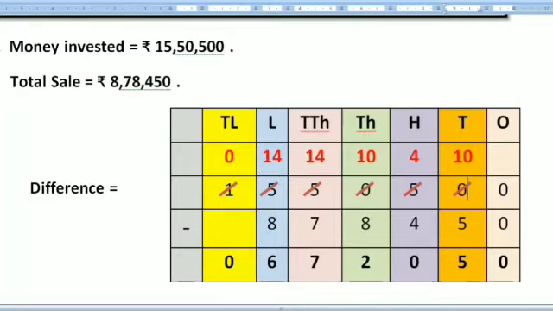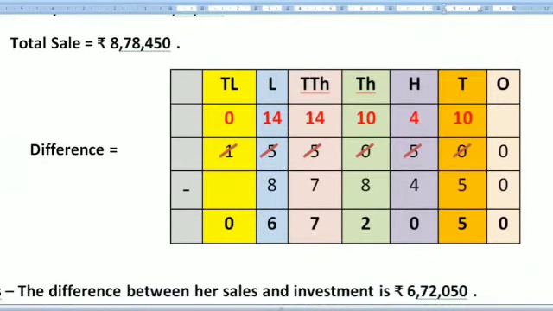So this way we will have a final conclusion. We will be getting the final answer. The difference between her sale and investment is rupees 6 lakh 72,050. This is our final required value.